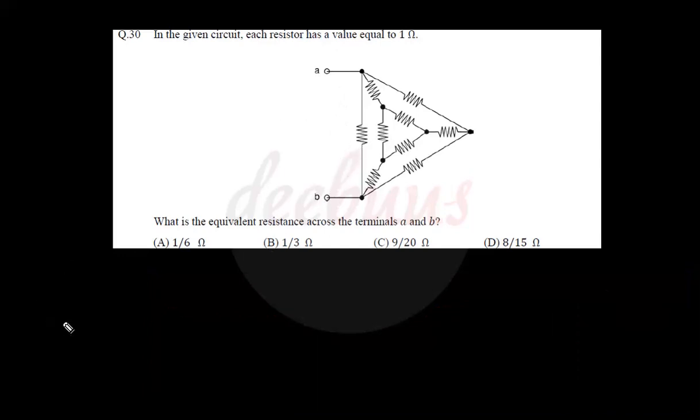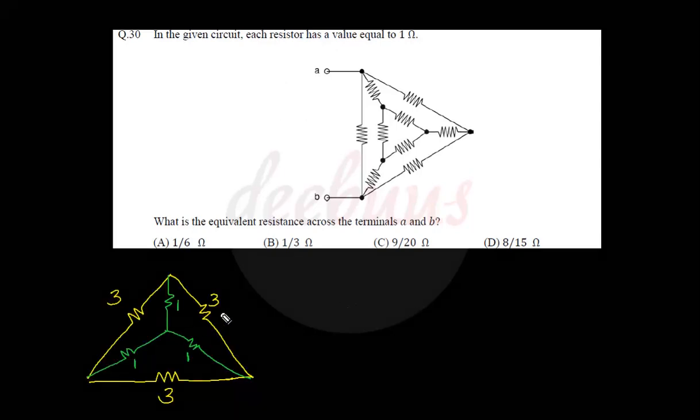For that, we have to recollect a star delta basic conversion. This is the basic conversion rule. For a delta connected resistor of value 3 ohm is converted to a star network by dividing by 3, right? So here the delta connected resistor has all values as 3 ohm, and for a star connected network the value turns out to be 1 ohm. So I am applying delta to star conversion at this point, right?